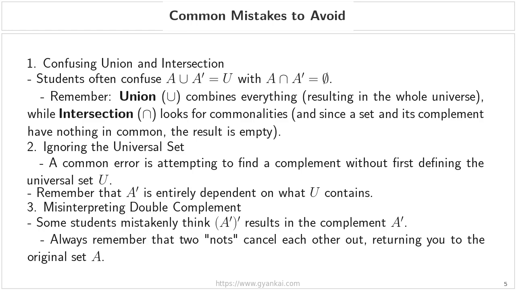Finally, watch out for misinterpreting the double complementation law. It is tempting to think that applying a complement twice, written as A prime, all in parentheses, prime, results in just A prime again. However, as we saw with our light switch example, the two knots essentially cancel each other out. Just like a double negative in English, the second complement brings you right back to your original set, A.